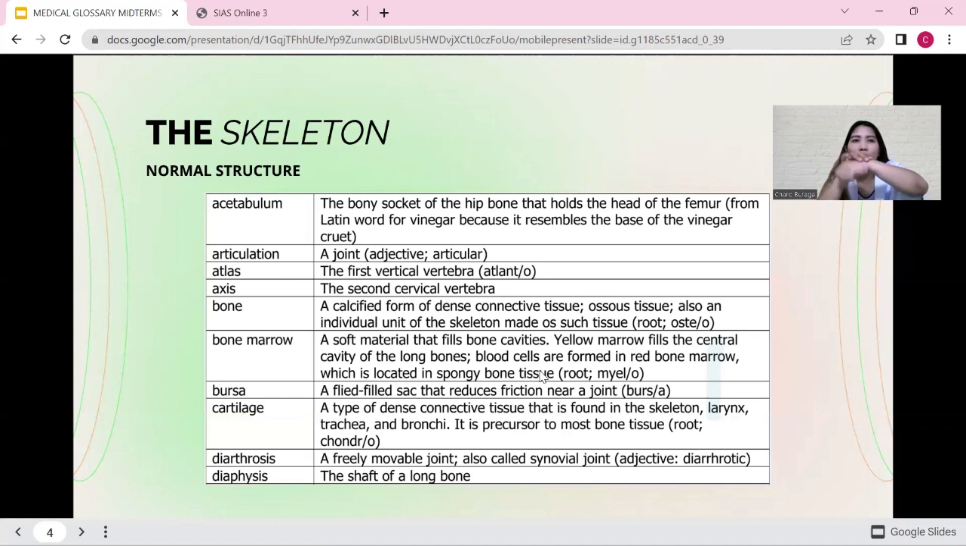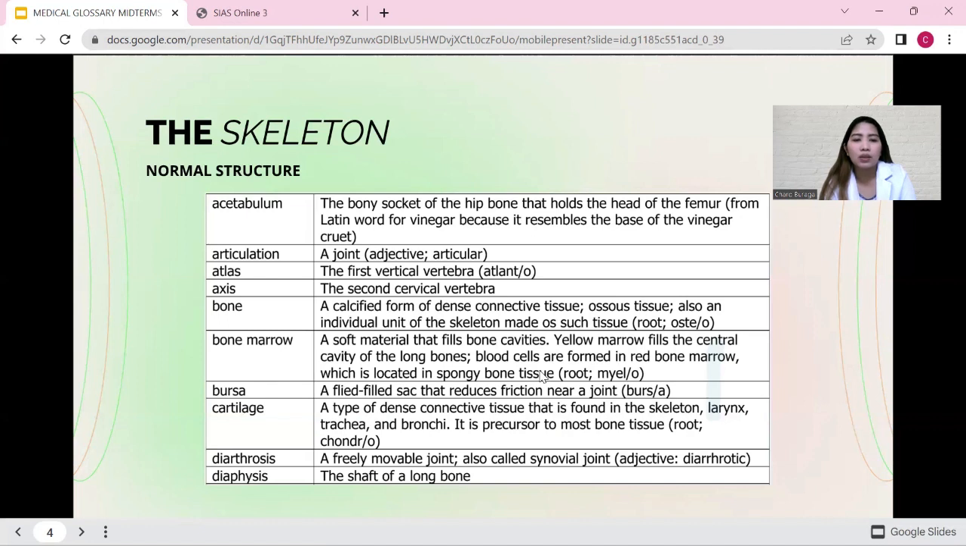Nagkakaugtong yan na buto, pero para maigalaw mo siya, meron siyang fluid. Kasi kung walang fluid, hindi mo siya magagalaw. Okay? So, ang tawag dun sa filled sac na yon is the bursa.